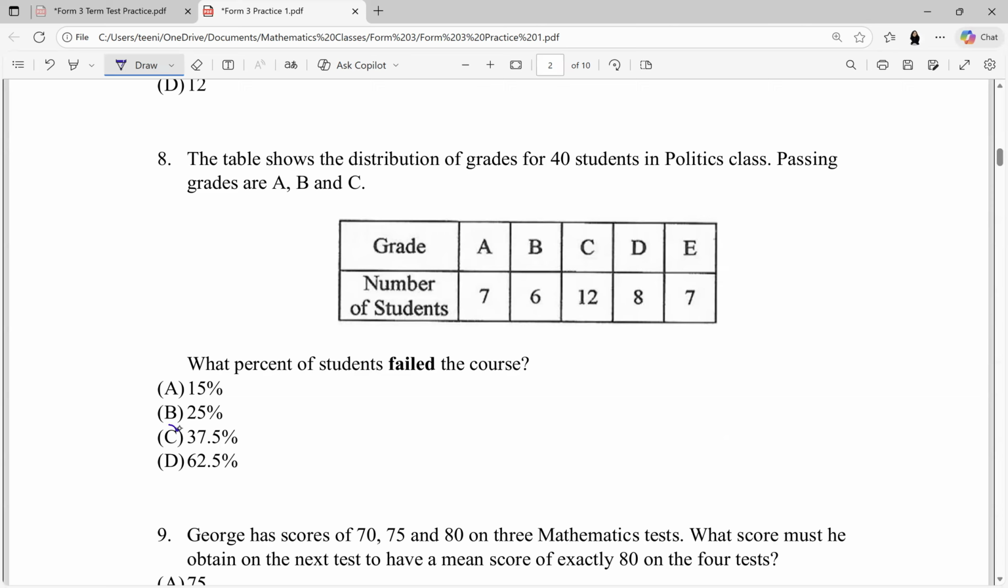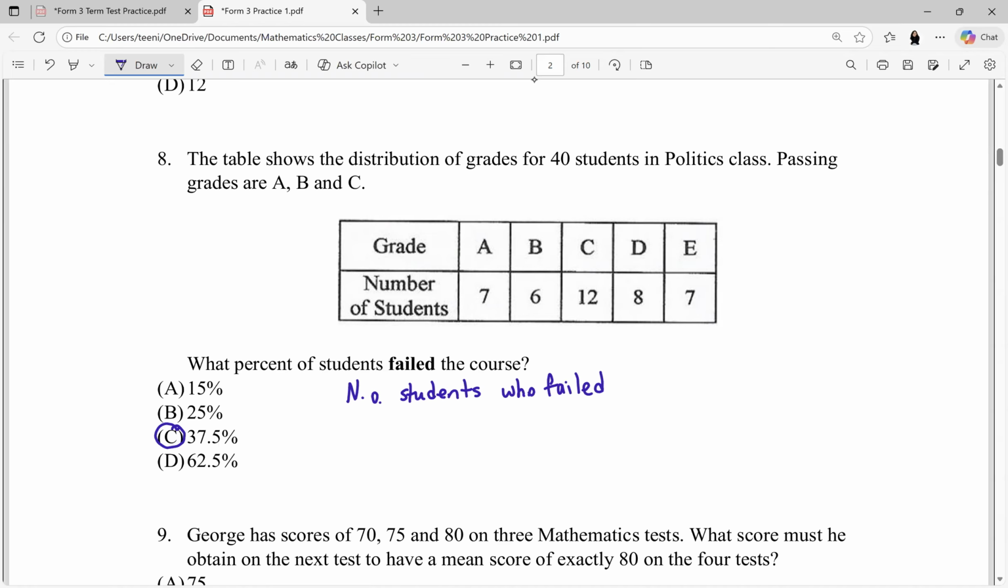Safira, tell us how you did it. I took the numbers of failed students and added them. I have 15, and the total of students is 40. And I took 15 over 40, multiplied it by 100, and I got the answer.